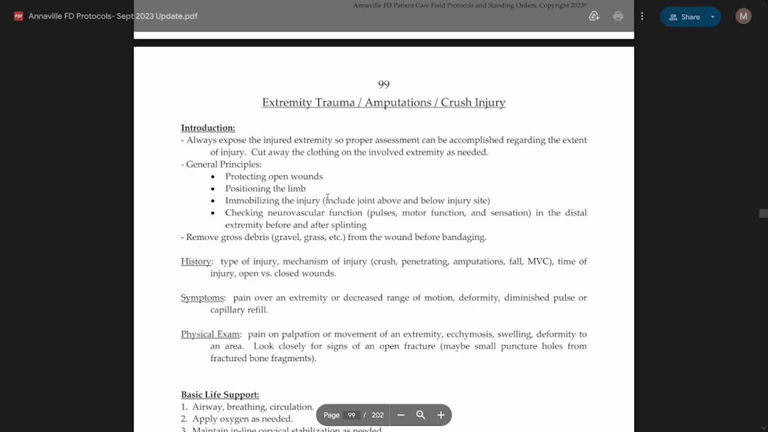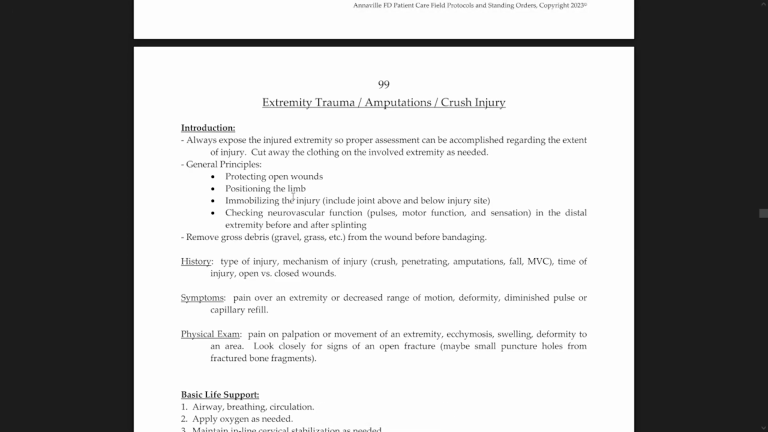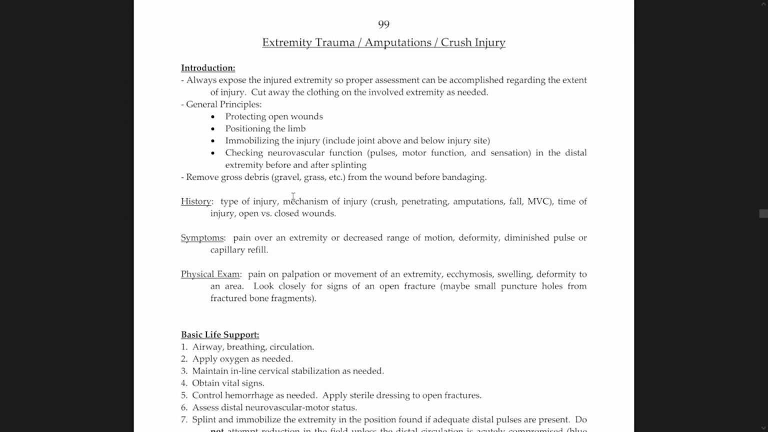For general principles, protect any open wounds, position the limb, immobilize the injury, including the joint above and below the injury site. Check neurovascular functions, such as their pulse, motor function, and sensation in the distal extremities before and after splinting. Remove gross debris, such as gravel, grass, etc., from the wound before bandaging.